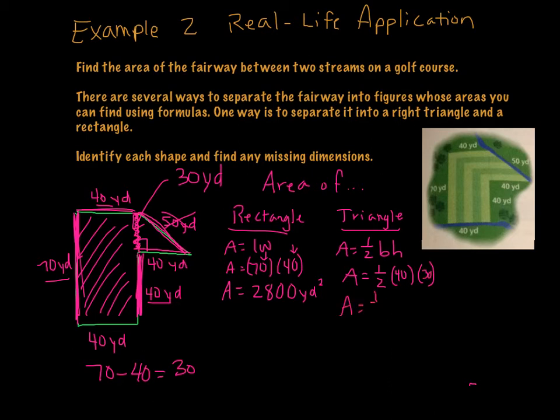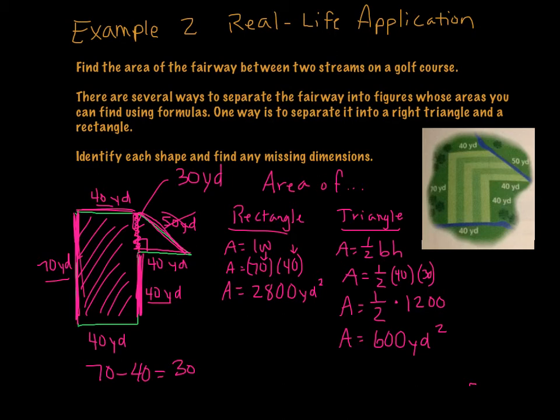So continuing on, I have 1/2 times 40 times 30. 4 times 3 is 12, or I'm sorry, I should say 4 times 3 is 12. And then we add in our 0 and our 0. So we should get 1,200. And then our last thing is we have to multiply it by 1/2 or divide it by 2. Either way you want to do it, you come up with 600 yards squared.